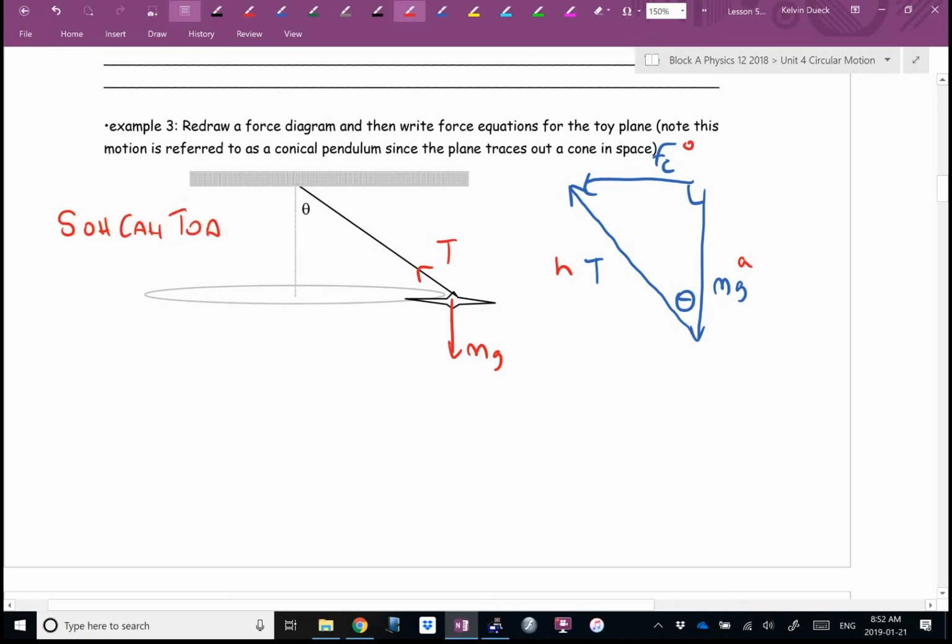There's really three equations in here. Which equation relates those two? So one equation that pops out of here is tan theta equals Fc over mg. Another equation that pops out of here, what's the cosine equation?